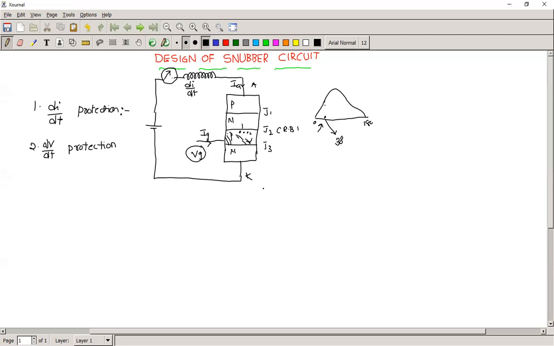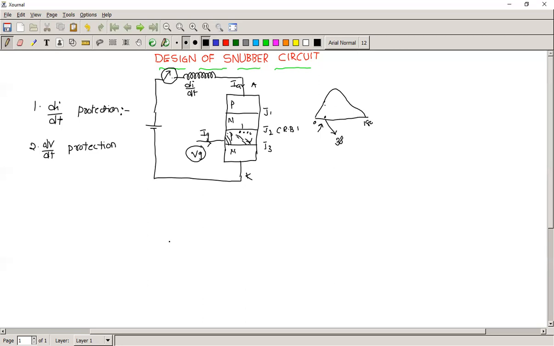So where we want to control the SCR, where we want to turn on the SCR, that may not happen because of the high value of dV/dt. Here the dV/dt is nothing but the change in anode voltage.